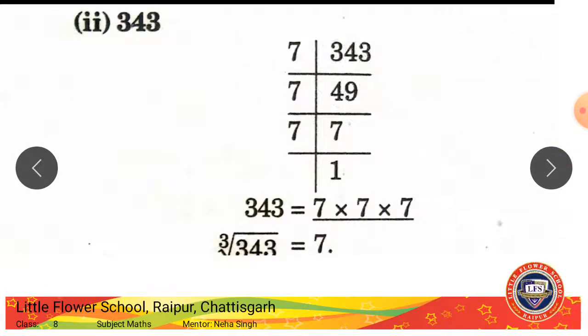Okay. Next here it is 343. After prime factorization we'll write the factors. Again all the three 7s will come out as one 7. Why are we making the groups of three numbers here? Understood why? Because cube means power 3.